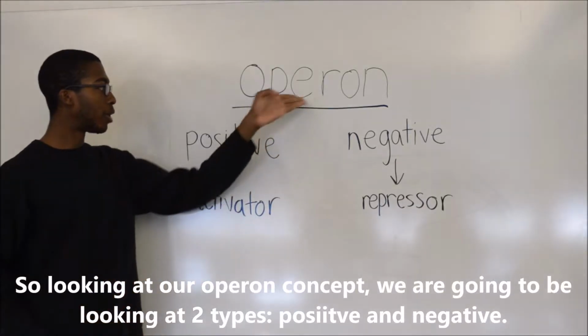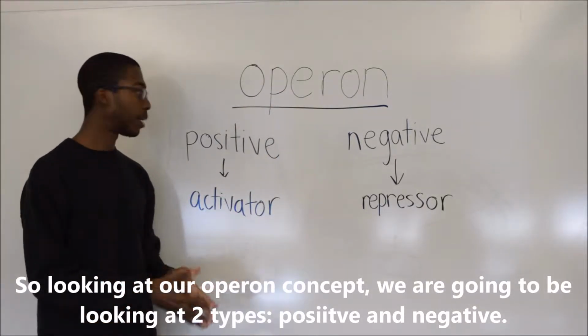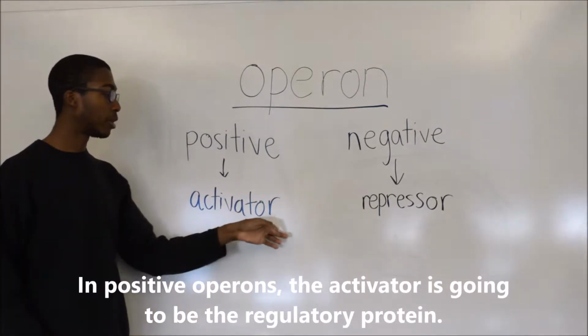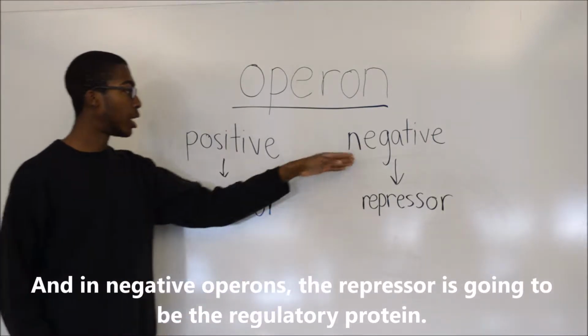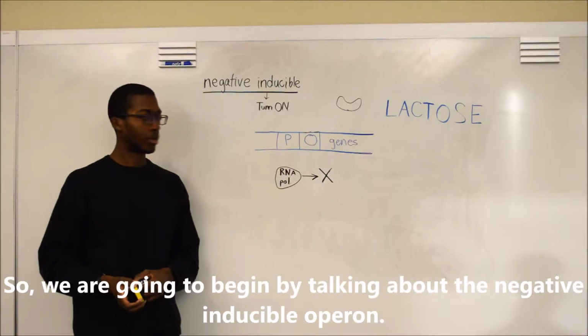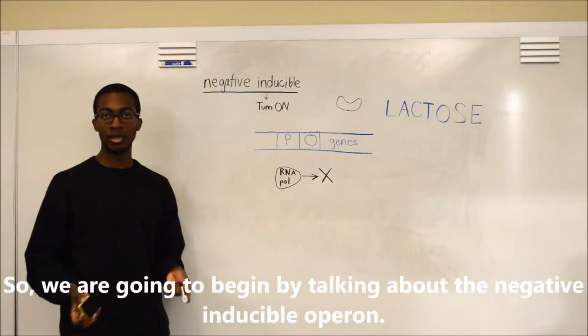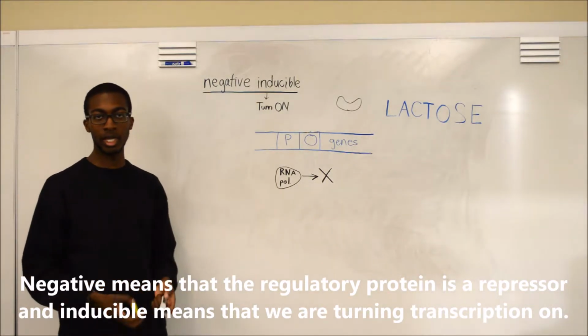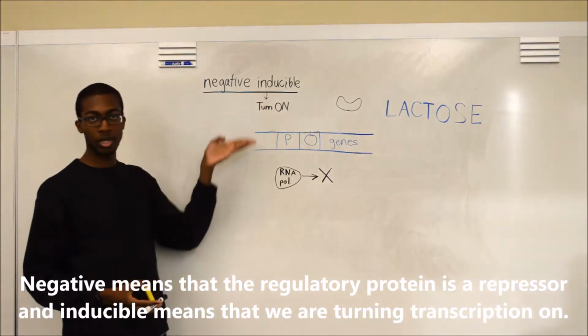Looking at our operon concept, we're going to be looking at two types, positive and negative. In positive operons, the activator is going to be the regulatory protein, and in negative operons, the repressor is going to be the regulatory protein. We're going to begin by talking about the negative inducible operon. Negative means the regulator protein is a repressor, and inducible means that we're turning transcription on.